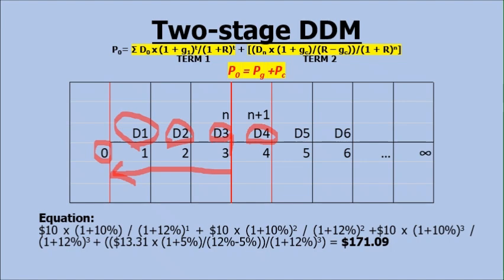For the constant growth phase, term 2, the calculation is as follows: $13.31, which is D3 basically, into 1 plus 5%. We cannot use 1 plus 10% here because henceforth, from the end of year 3 onwards, we'll have a constant growth rate of 5%. So this $13.31 into 1 plus 5% is D4. And when we use D4 in the constant growth model, we get the intrinsic value at the end of year 3. So the numerator is D4 and we divide that by R minus gc, which is 12% minus 5%. And we discount that by 1 plus 12% raised to the power 3. This is because the intrinsic value calculated pertains to the intrinsic value at the end of year 3.